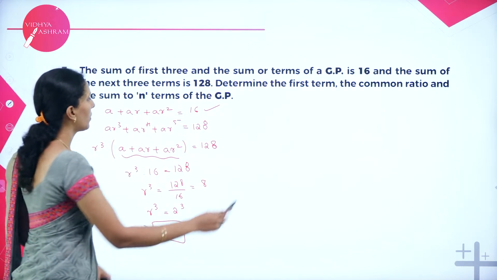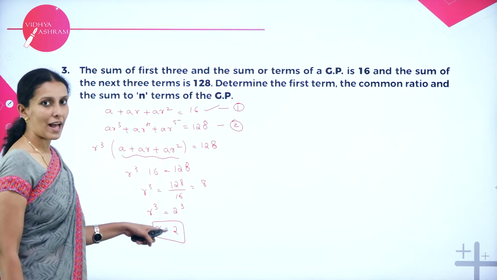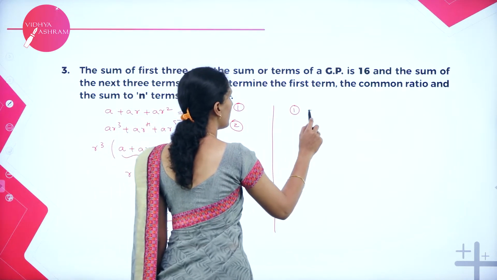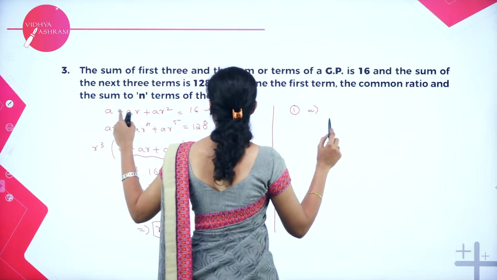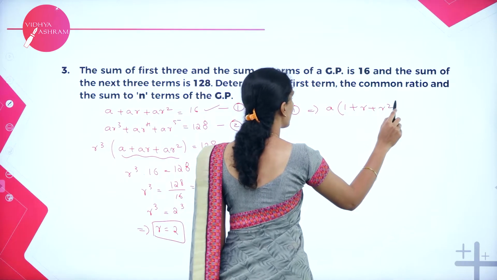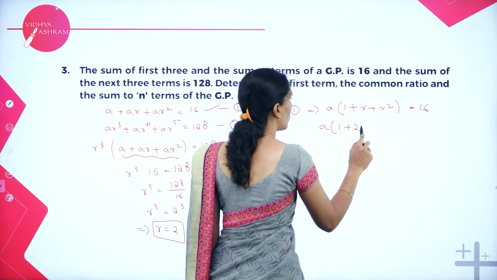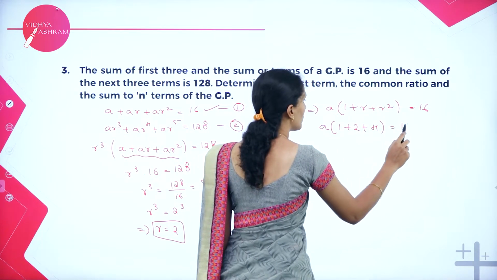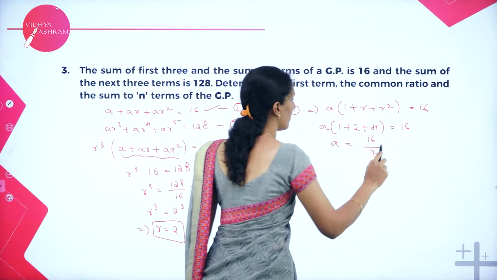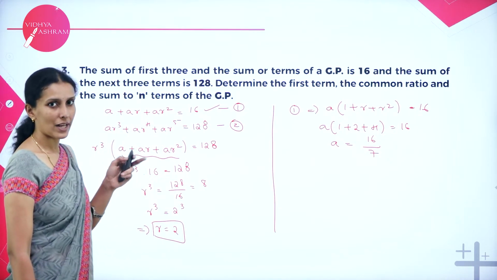Now substituting this, let me take this as 1 and this as 2. Suppose I substitute the value of R is equal to 2 in the first equation, then equation 1 implies, we can take A as a common factor there. We get A into 1 plus R square is equal to 16. So A into 1 plus 2 plus 4 is equal to 16. A is equal to 16 divided by 7. So this is the first term. So we have found the common ratio as well as the first term.